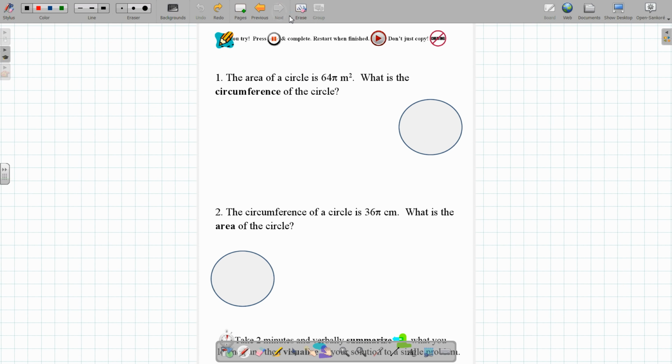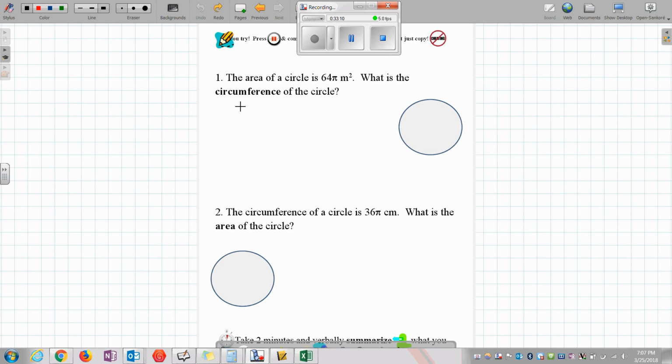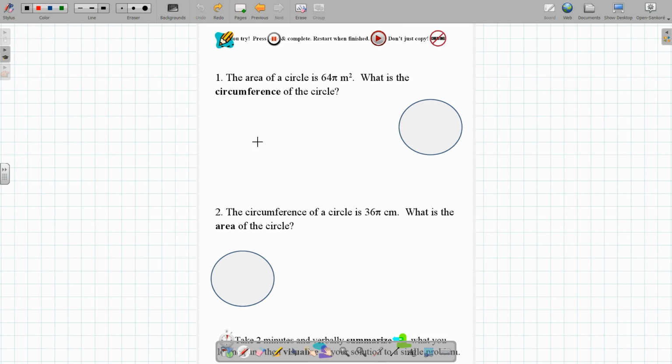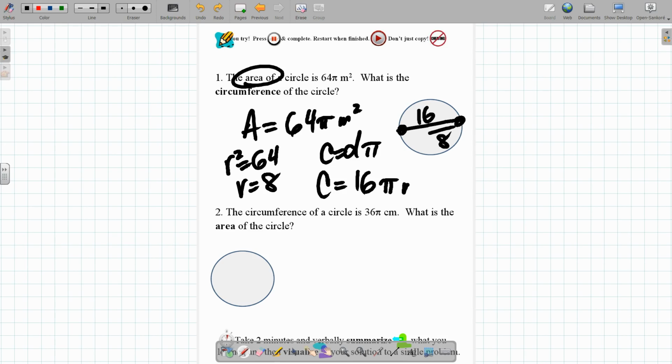All right, these two I want you to do on your own, folks. All righty, students, you should have done this on your own, and now you're just checking your work. We have here the area of this circle is 64 pi meters squared. That means our r squared should have equaled 64. Your radius is 8. Circumference equals d pi. Therefore, your diameter, if your radius is 8, your diameter is 16. The answer here is 16 pi meters.